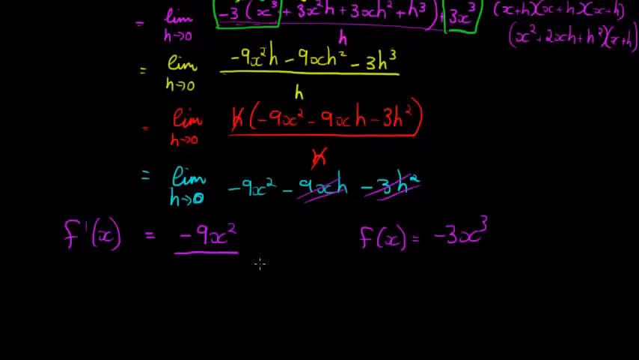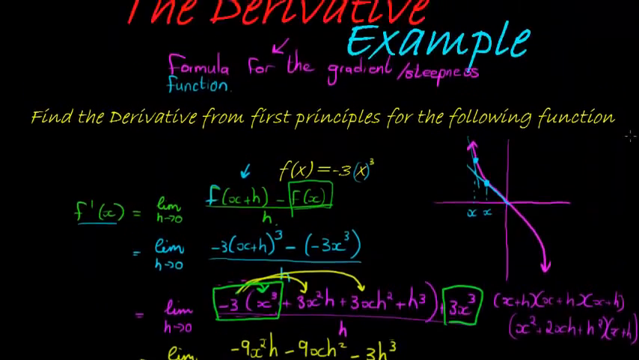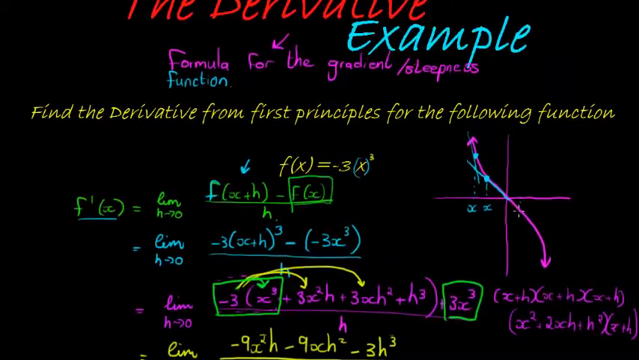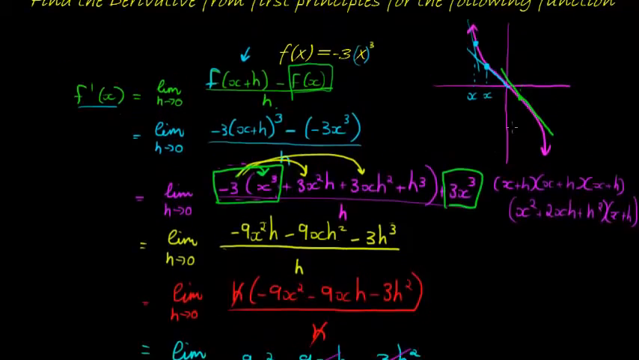So now you ask me, okay, so what is the gradient when x is equal to 1? Then I'll substitute and I'll say, well, the derivative when x is equal to 1 is equal to negative 9 times 1 squared, which is just negative 9. So when x is equal to 1, that's somewhere there, this gradient is negative. You can see it's going downhill, so it's negative 9. That is the steepness of this line if someone was to walk on it.